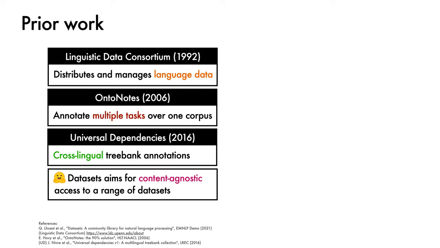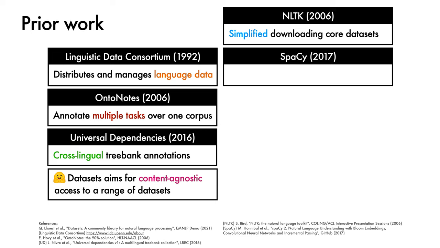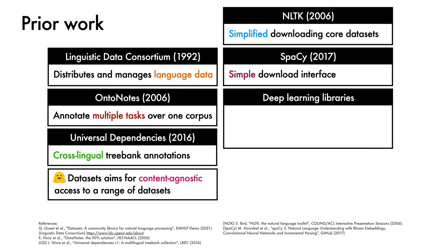Tools to make it easy to retrieve language data include the seminal NLTK project, which simplified the process of downloading core NLP datasets, and the spaCy library, which continued this tradition by also providing a very simple download interface for data. This trend has continued with the inexorable rise of deep learning libraries such as TorchText and TensorFlow-Datasets that have gathered cloud-based datasets together in common formats.